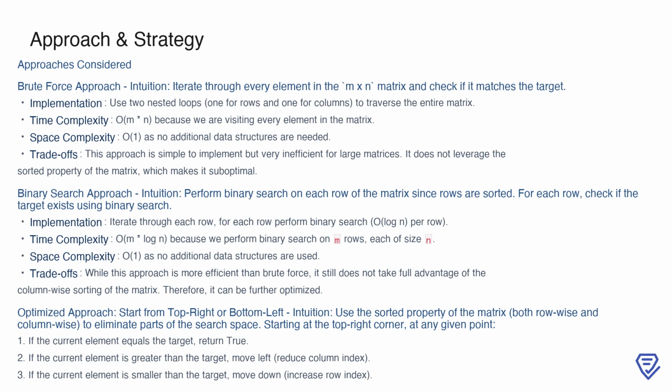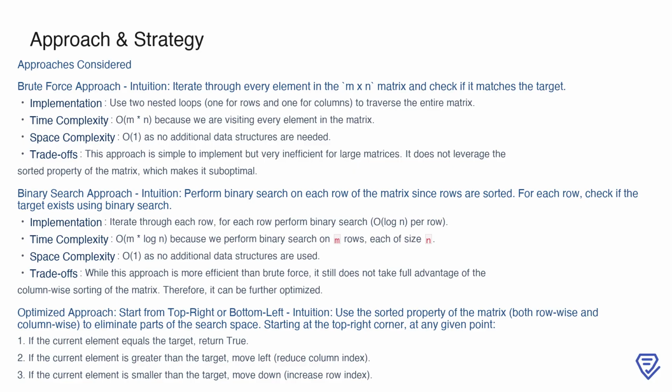To begin with, let's consider the brute force approach. The idea here is straightforward. We iterate through every single element in the matrix and compare each value to the target. This can be implemented using two nested loops, one to traverse the rows and another to traverse the columns. While this method is simple and requires no additional memory, it has a significant drawback. Its time complexity is O(m*n), where m is the number of rows and n is the number of columns. This inefficiency stems from the fact that it doesn't take advantage of the matrix's sorted structure.